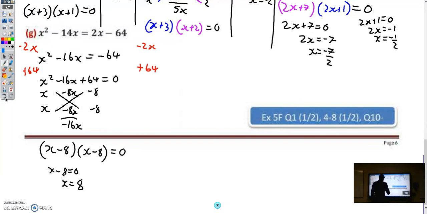So if you have a square, as we do in this case, x minus 8 squared, you're only going to have one solution of x equals 8. All right, good luck.